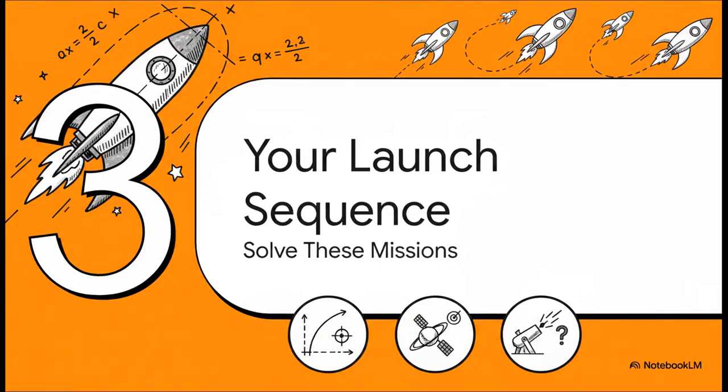Okay, theory's over. You've got the blueprints. Now it's your turn to be the rocket scientist. This is your launch sequence. I'm going to give you 3 missions one by one. When you see a mission, just pause this explainer, try to solve it, and then hit play when you're ready to move on. Ready for launch?